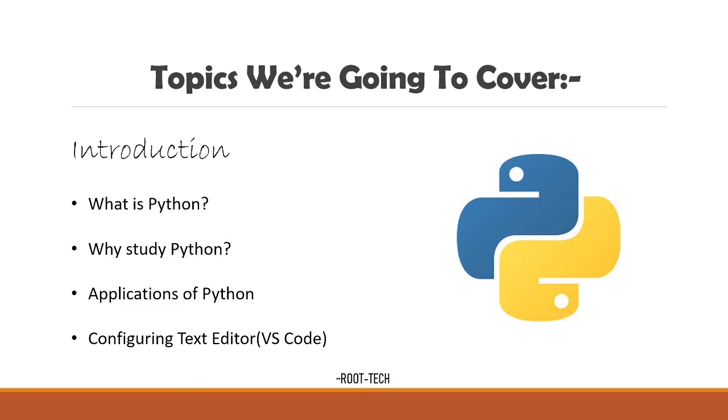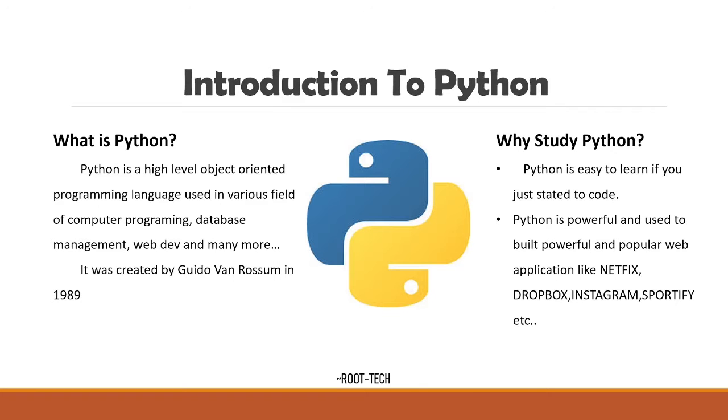The topics we are going to cover are the introduction, what Python is all about, why you should study Python, the applications of Python in real life, and configuring our text editor. In this case, we are going to use VS Code to write our code. Introduction to Python: what is Python? Python is a high-level object-oriented programming language used in various fields of computer programming, database management, web development, and many more. It was created by Guido van Rossum in 1989.